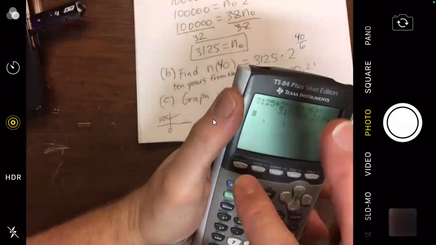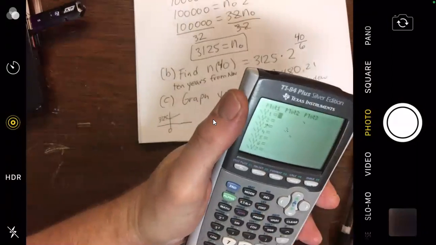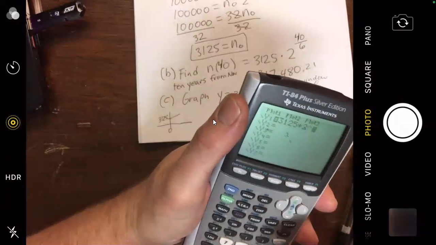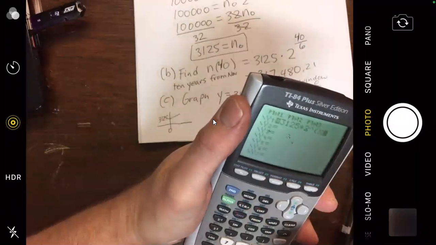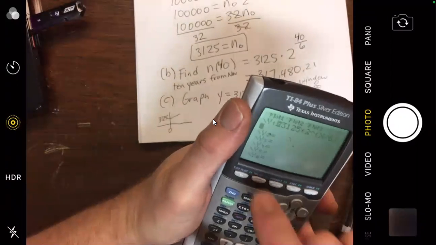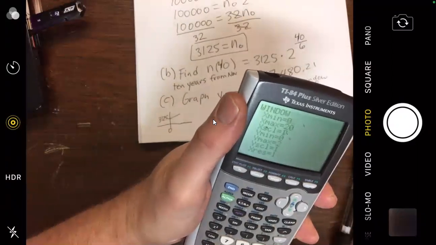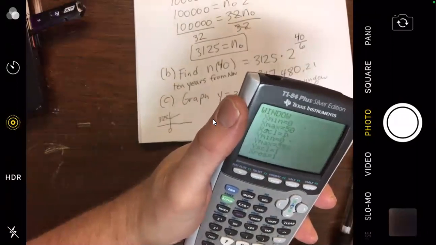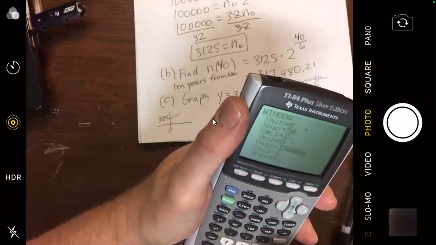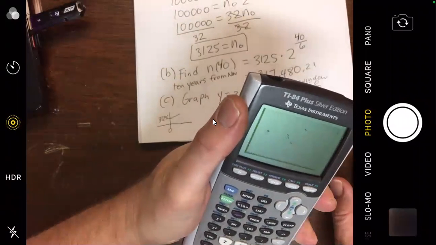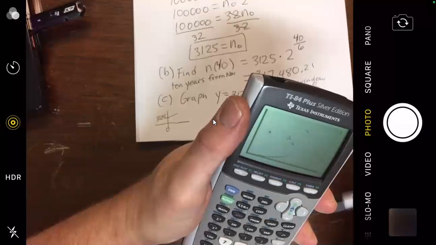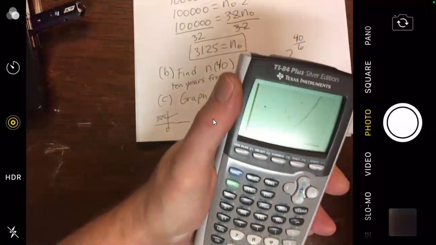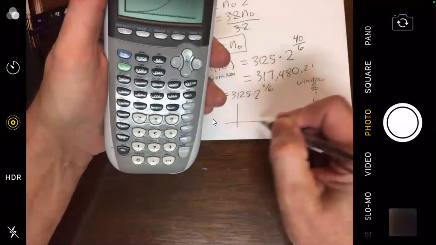Okay, so y equals 3125 times 2, the parentheses, x divided by 6, window 0, 51, 0, 350 by 1. Yeah, that gives you a nice graph. Oh, there it goes. Nice graph. And I think that matches.